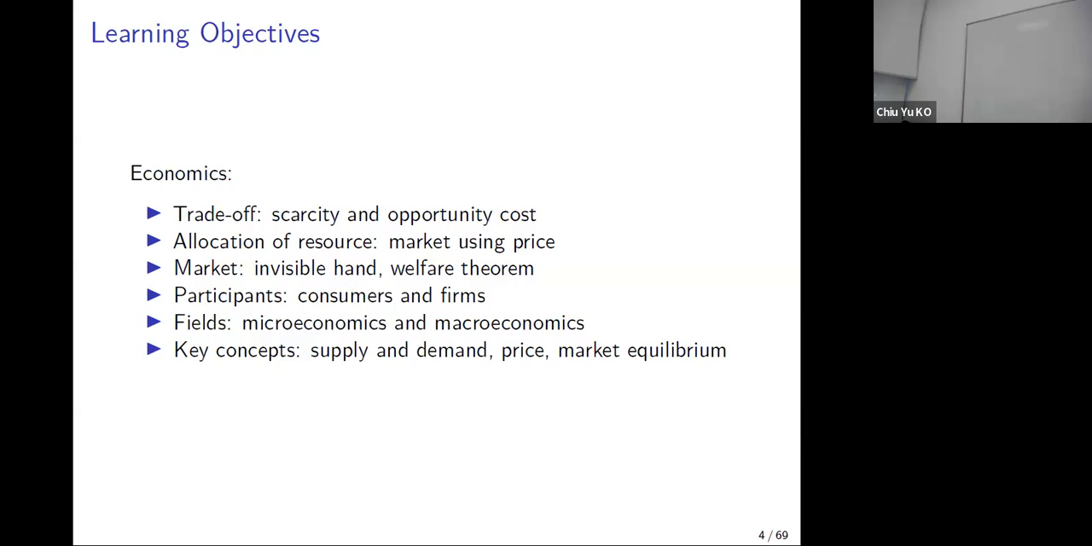So of course, to keep the math minimal, I will do a macro model that is not the classical IS-LM, but a new version, and we'll talk about that at the very end. But the main concept is demand, supply, price, and market equilibrium.